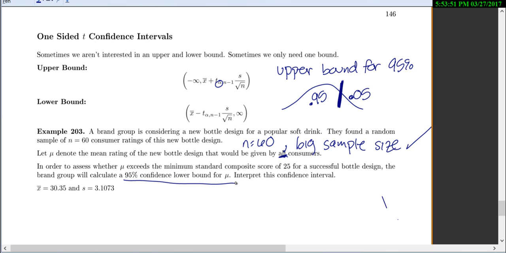Because they only want to make sure it's at least 25, they don't really care about what the upper bound is, they just want to make sure they know what the lower bound is. That's why they're doing just the lower bound here. And when we're done, of course, we'll interpret it. Okay, we also know that they gave us x bar and s, and we'll just remind ourselves n equals 60.